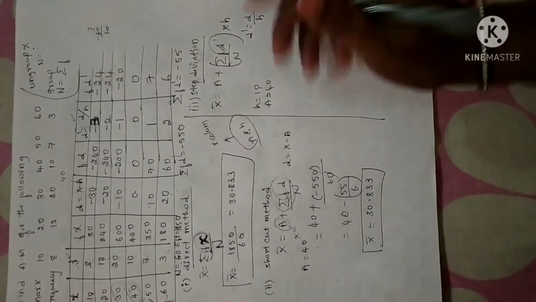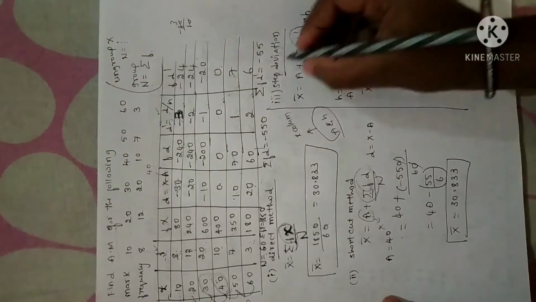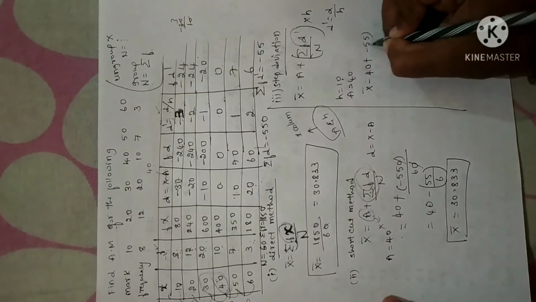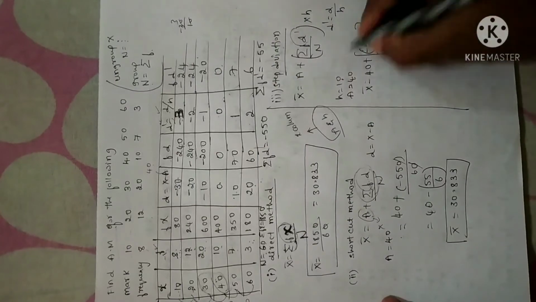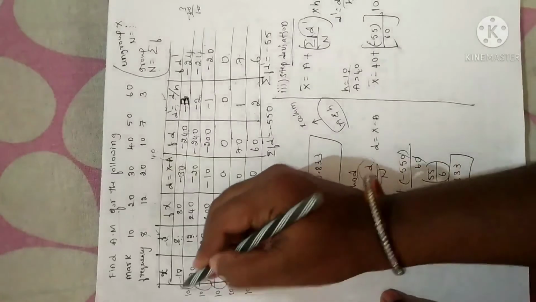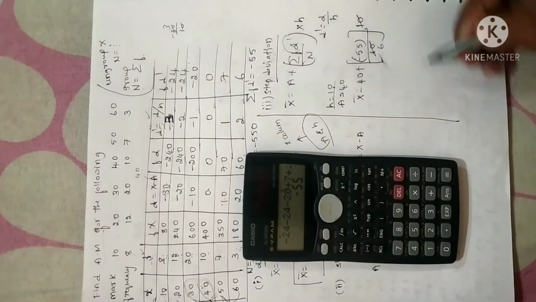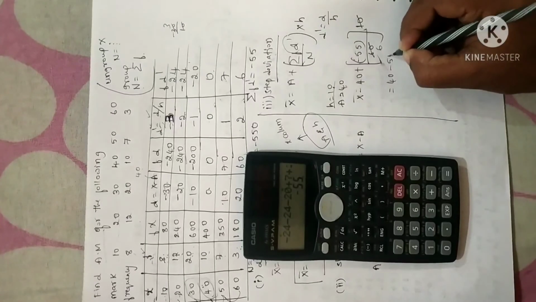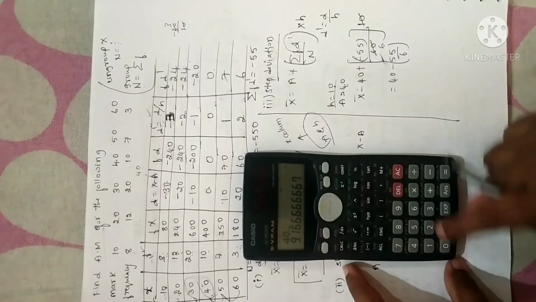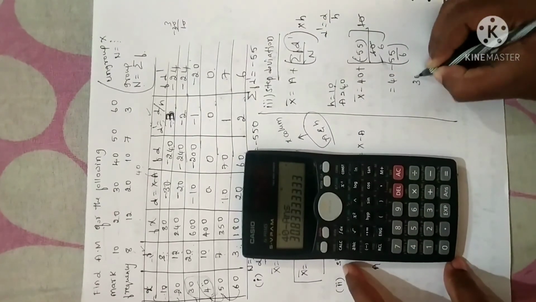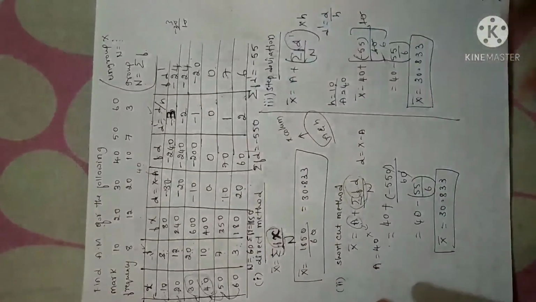Now let me substitute all these values in x bar, so that x bar is equal to A, which is 40, plus sigma f d', which I have calculated here as minus 55, divided by N, which is 60, into h, which I have assumed as 10. Why? Because the common difference in all the cases is 10. That is why I have written it like that. Now 10 ones are 10, 6 are 60. So what I have is 40 minus 55 divided by 6. So let me calculate 55 divided by 6 and 40 minus the answer, that will give us 30.833. So you can note that the mean obtained in all the three cases is equal.